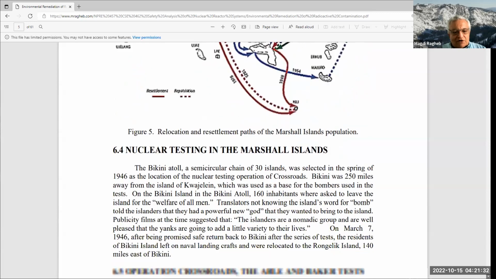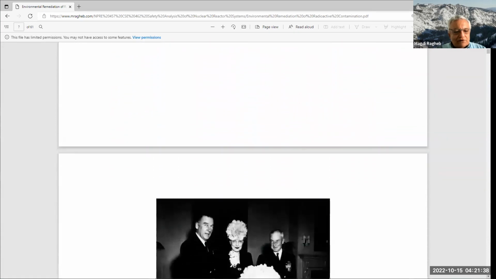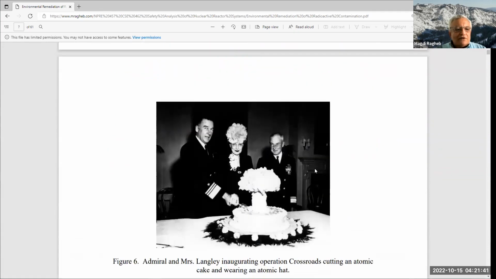The nuclear testing in the Marshall Islands initially was considered something like a curiosity for people living in the United States. You could see here naval admirals. This is Admiral Langley and his wife, Mrs. Langley. And they're inaugurating one of those tests. And you could see here the cake in that case is made to look like a mushroom cloud from a nuclear explosion. And not only that, but Mrs. Langley herself has a hat, it's funny in a way, that looked like a mushroom cloud too.